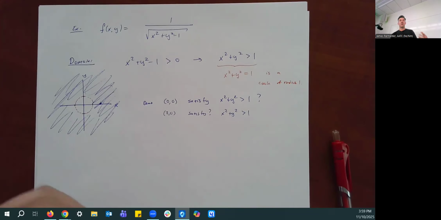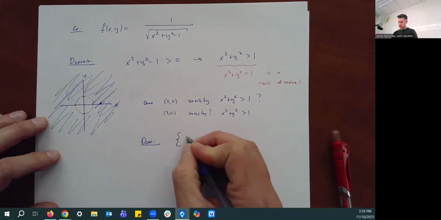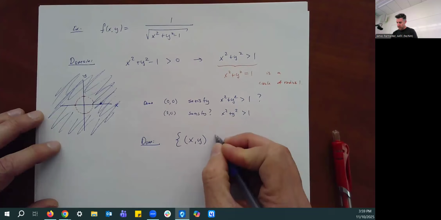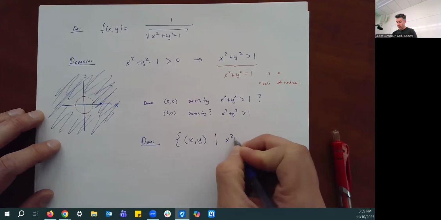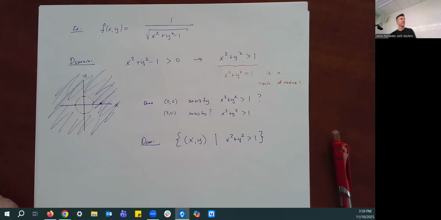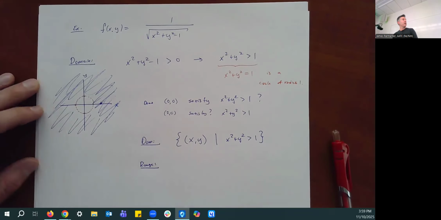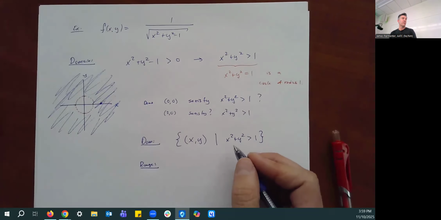But if someone actually asked you to write what the domain was, it's super annoying. The domain here is the set containing all points x comma y such that x squared plus y squared is bigger than 1. There's no easier way of writing it. So for functions of two variables, your domain is a set of points in the xy plane, or the R2 plane. The range, on the other hand, is still kind of typical. The range is how big can your function be, how small can your function be?